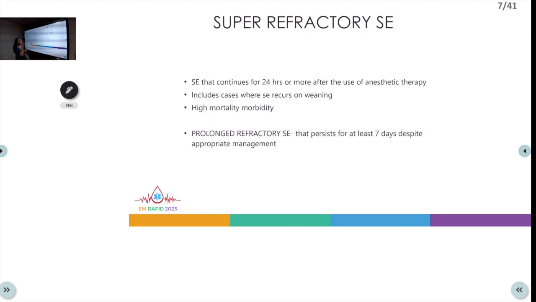Okay, and what is super refractory status epilepticus? It is a seizure which continues for 24 hours or more, even after sedating and paralyzing the patient, even after using anesthetic therapy. That is usually seen when we start weaning the patient and the seizure events recur. That is known as super refractory status epilepticus, and it is associated with high mortality and morbidity. And prolonged refractory status epilepticus is status epilepticus lasting more than 7 days despite appropriate management.